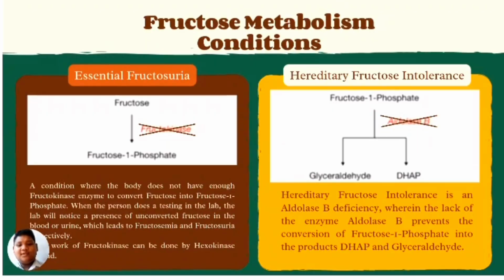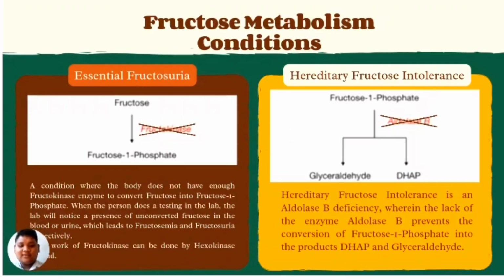This is a condition when the body does not have enough fructokinase to convert fructose into fructose 1-phosphate. This, however, is a process that can be done by hexokinase instead, an enzyme that is used to convert glucose to glucose 6-phosphate. With the help of hexokinase, the body can instead convert fructose into fructose 6-phosphate. With this, it can still be used as a product in the glycolysis pathway for energy production.